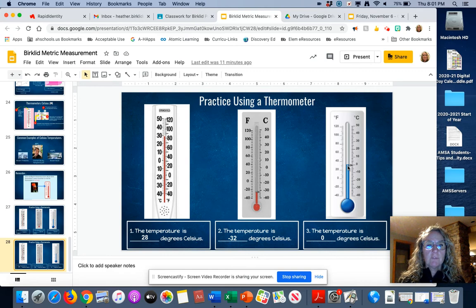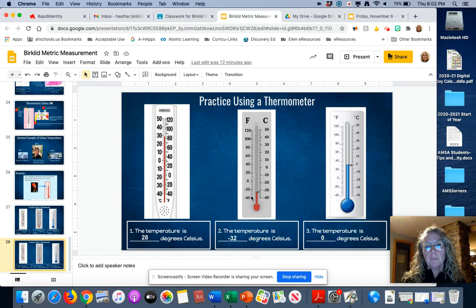So the answer for the first one is 28, and a lot of people said 29, and in that case, you are not right because this one goes up by 2s. If you notice, it goes 20, 22, 24, 26, 28, 30, because you have to read the Celsius side. Also, what I see sometimes is people giving me 80, I think it would be 84, because they read the Fahrenheit side. So if you said 84, you read the wrong side of the thermometer.